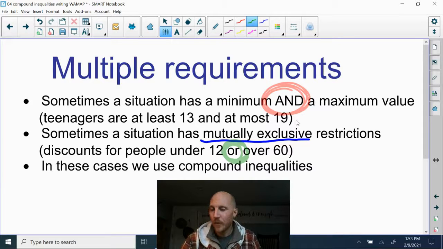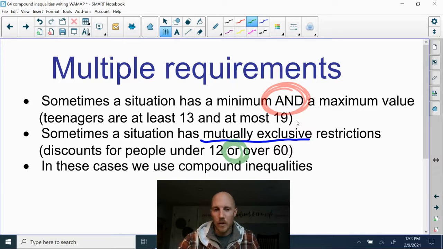Second bullet point, sometimes a situation has mutually exclusive restrictions. Mutually exclusive means if you are in this group, then you're automatically excluded from being part of this other group. You can't do both. It's either one or the other.